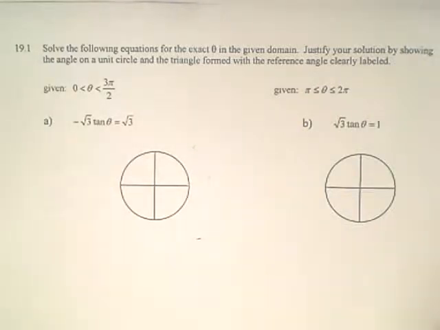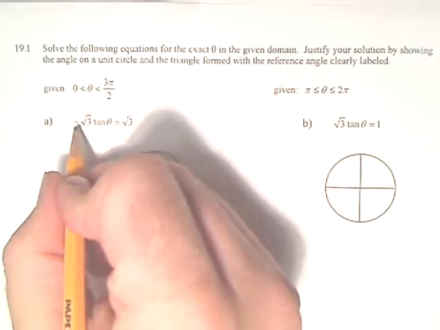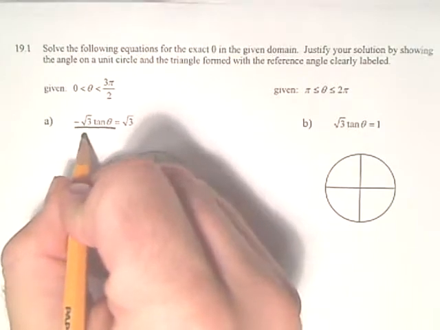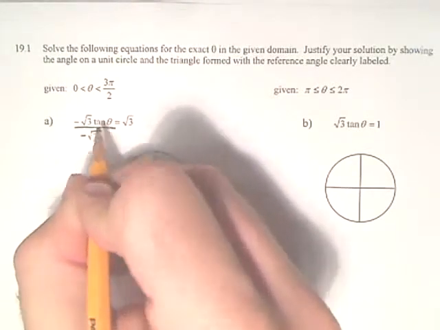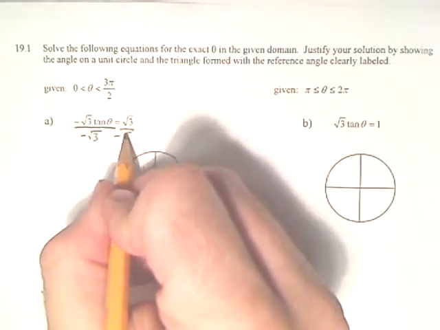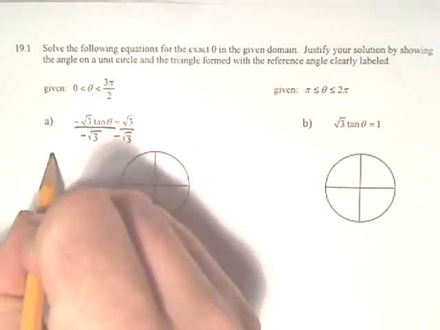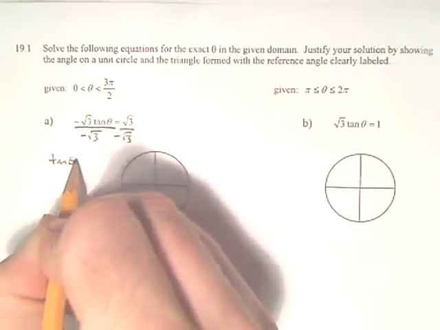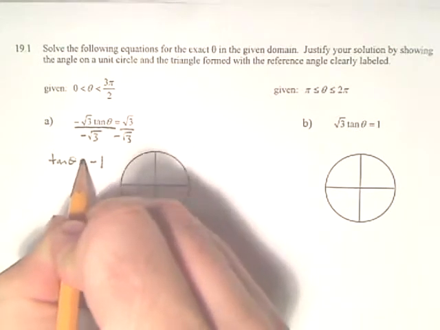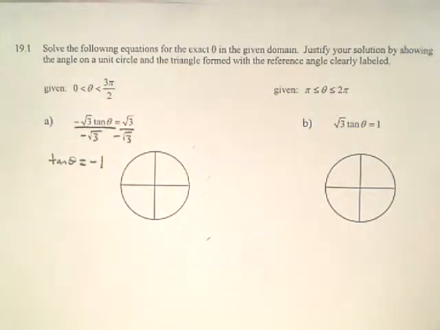Alright, for solving for angles given tangent problems, the first step is to make sure we have tangent by itself. So here we need to divide both sides by this negative root 3. Root 3 divided by root 3 is 1. We do have a negative here. So tangent is equal to negative 1 is what this tidies up to look like.